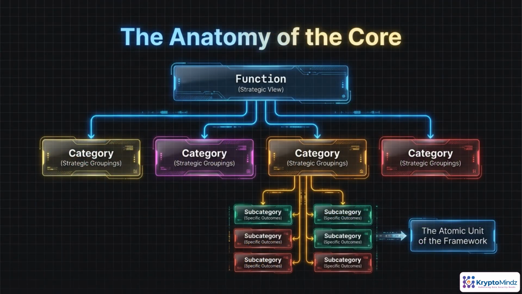The CSF core is built as a hierarchy. At the top are the functions, which set the big picture strategy: identify, protect, detect, respond, recover, and govern. Each function breaks down into categories that group related topics like asset management or incident response. Under each category are subcategories that describe specific, observable outcomes. In day-to-day work, you implement and measure subcategories, then roll those results up to understand how each category and function is performing.